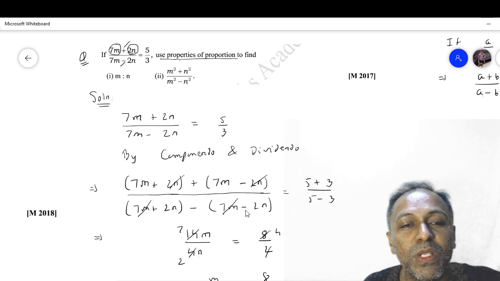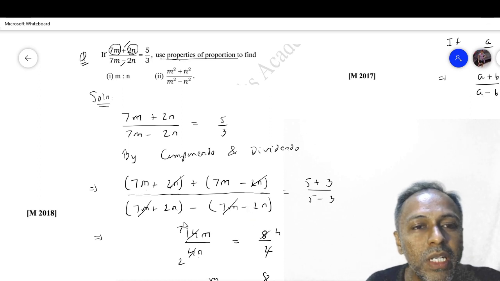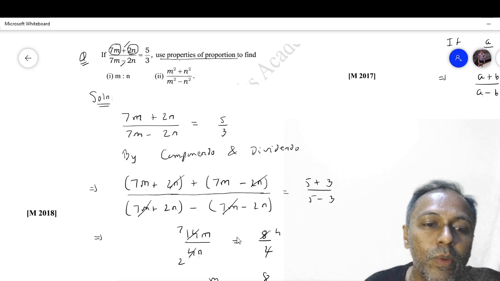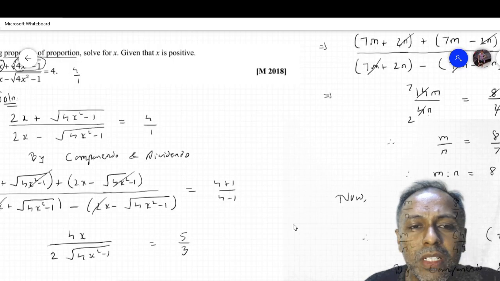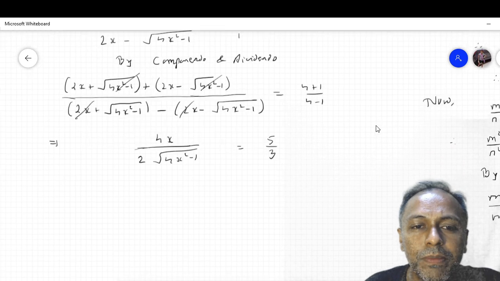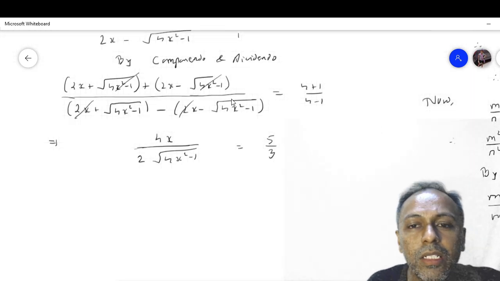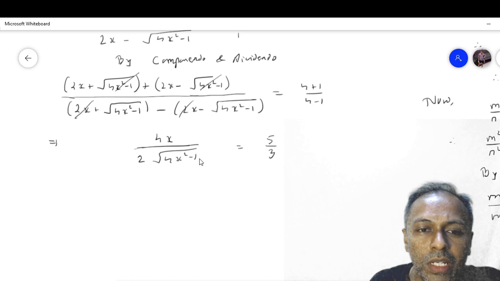So I'm suggesting all students not to memorize by any shortcut, but every time write componendo and dividendo in detail, as steps also contain marks. There is no need to skip any step. That's why we are writing in detail componendo dividendo. Let's finish this. We get now the cancellation.